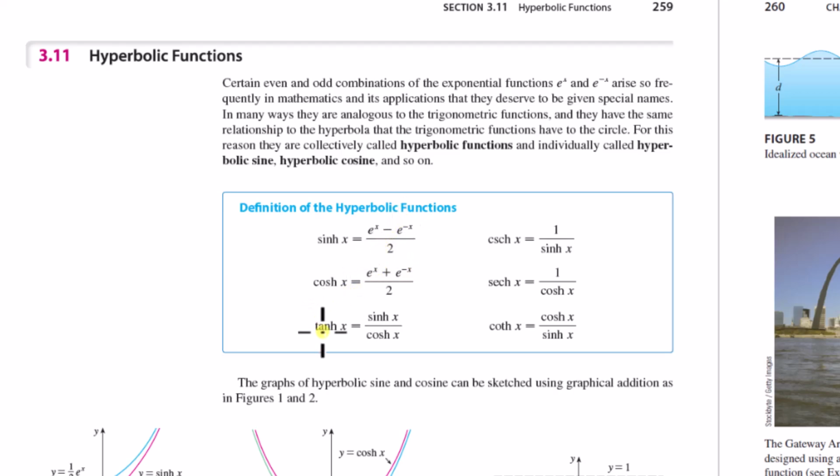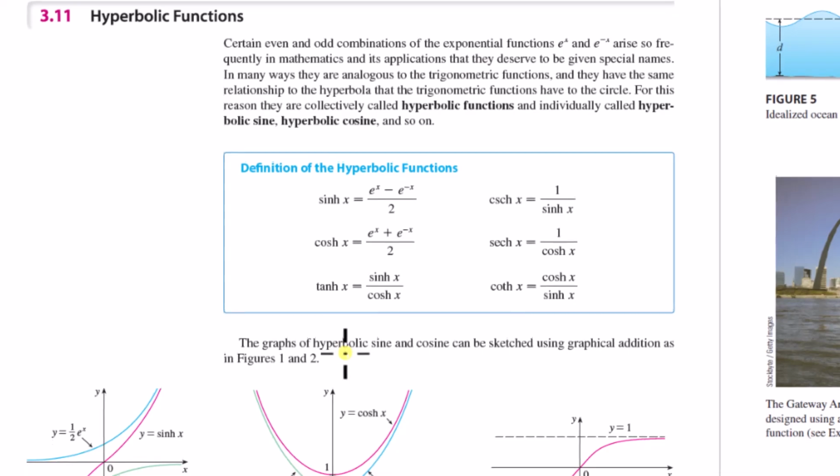And then hyperbolic tangent, hyperbolic cosecant, secant, and cotangent are all defined in the same way as the regular trig functions are, right? So hyperbolic tangent is hyperbolic sine divided by hyperbolic cosine. And these are just the inverses of hyperbolic sine, cosine, and tangent.